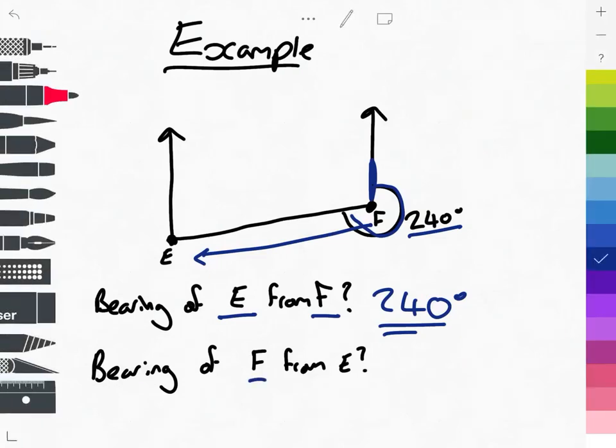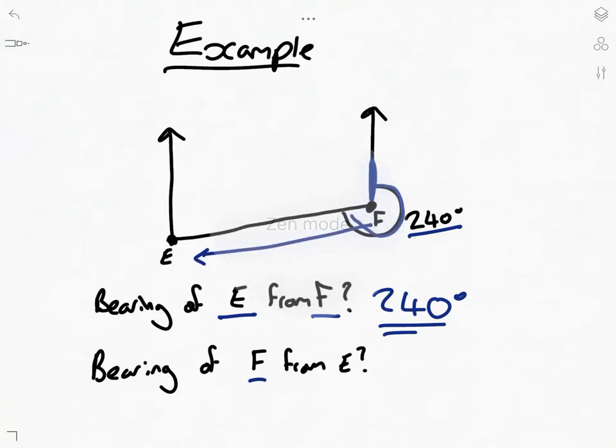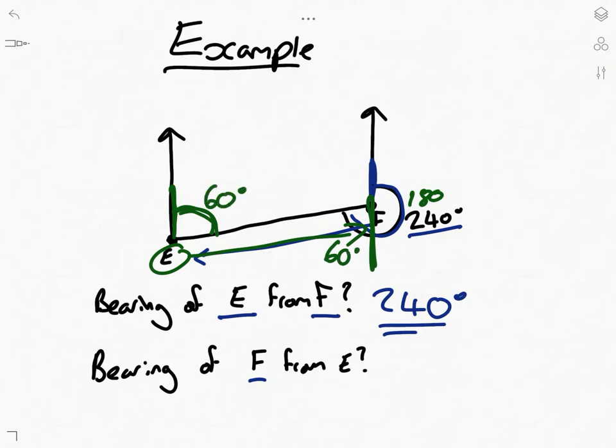Now bearing of F from E. So we're going from E to F. So we need this angle here because we go from north, clockwise, need this angle. So again, we're going to have to use parallel line rules. How I would do it is extend this. This is 180. So what's this part here? Must be 60. And then alternate angles. This is 60. So the bearing is 0, 6, 0. That's how I would do it.